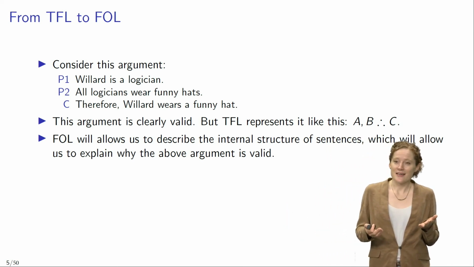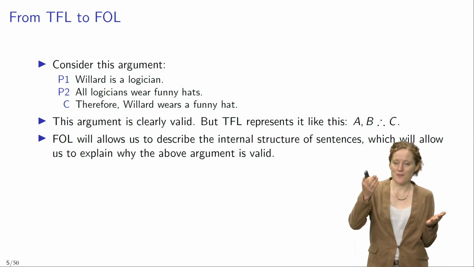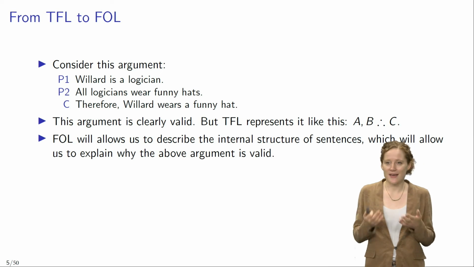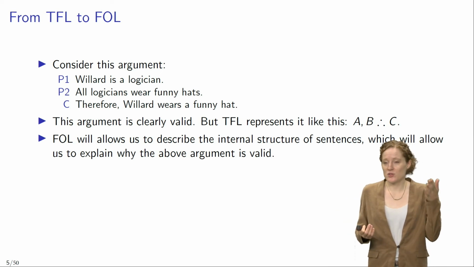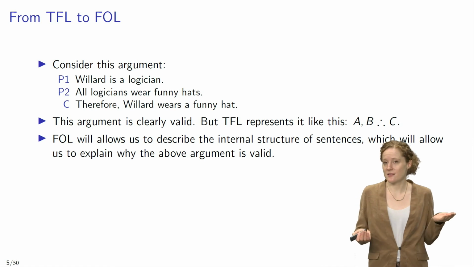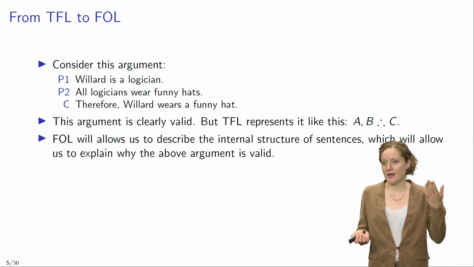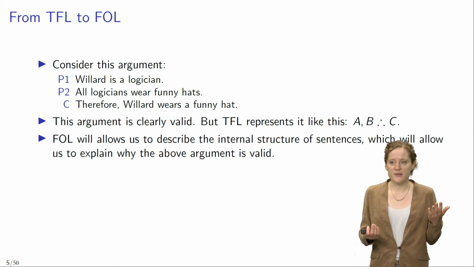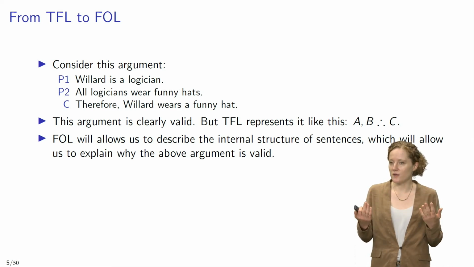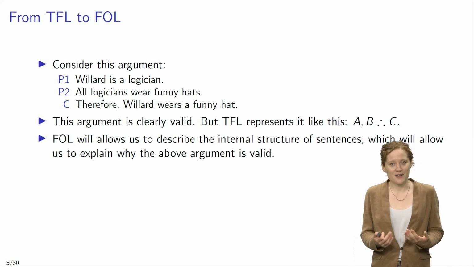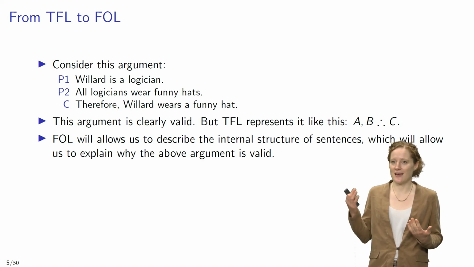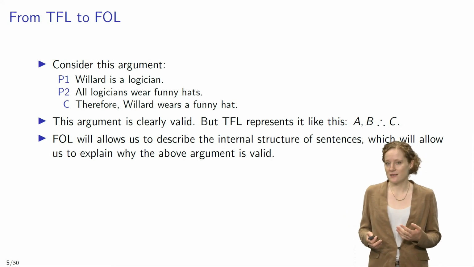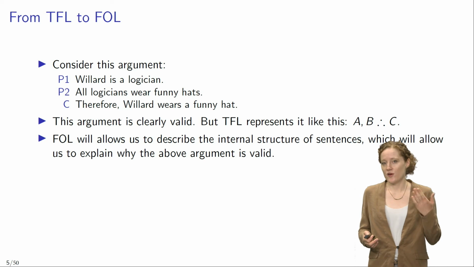Now, the issue is that TFL represents both premises and the conclusion simply by a capital letter. So both premises and the conclusion are atomic sentences, so we would represent them as, say, A, B, therefore C. But if you look at this argument, A, B, therefore C, there's no formal or structural reason why this argument should be valid. So TFL and the kind of symbolizations that we are able to execute in TFL does not allow us to explain why the argument from P1 to the conclusion C is valid.